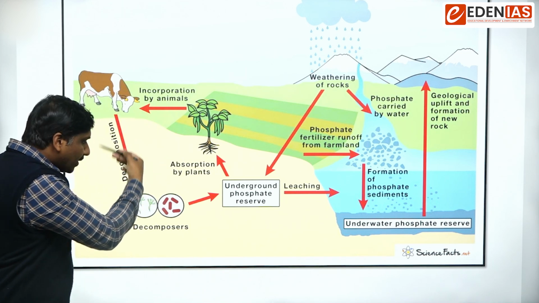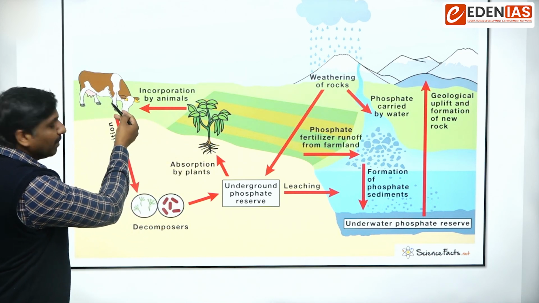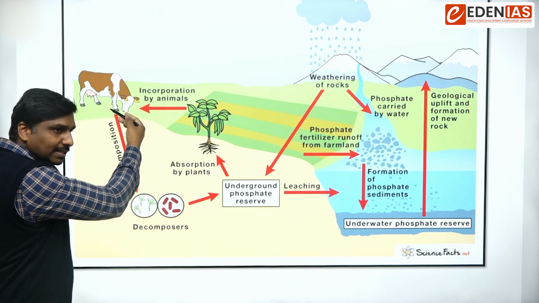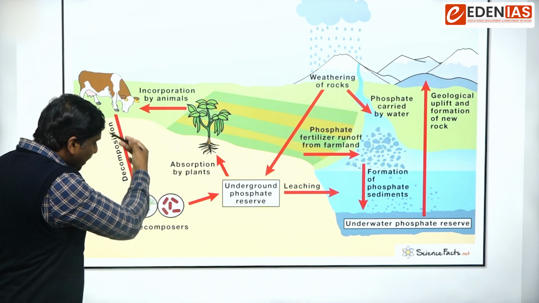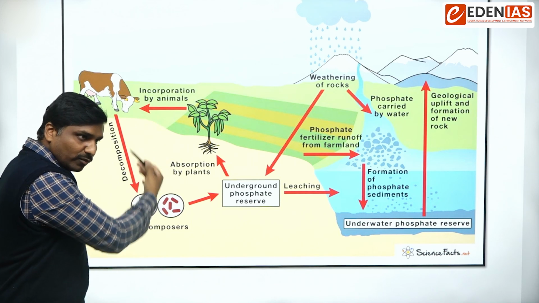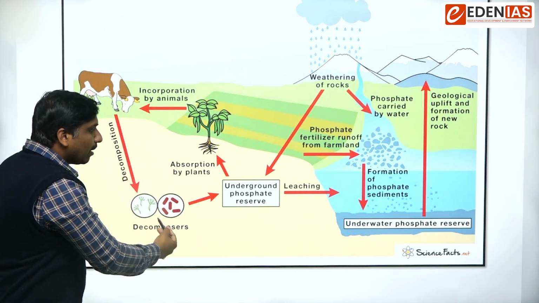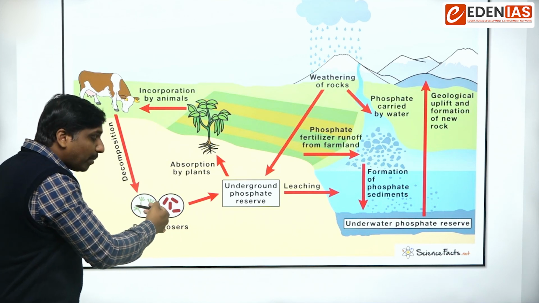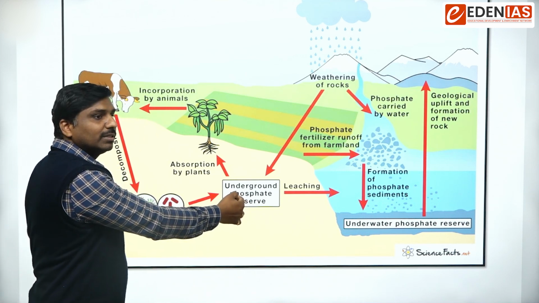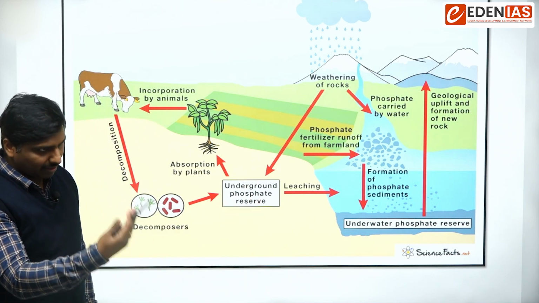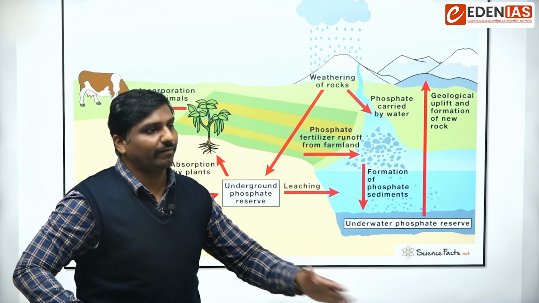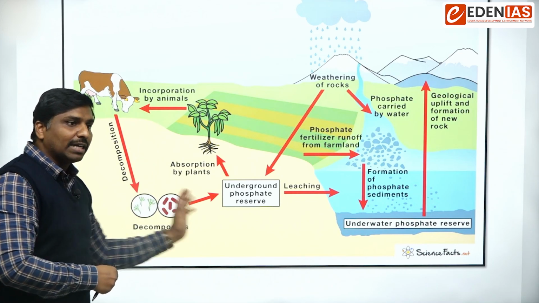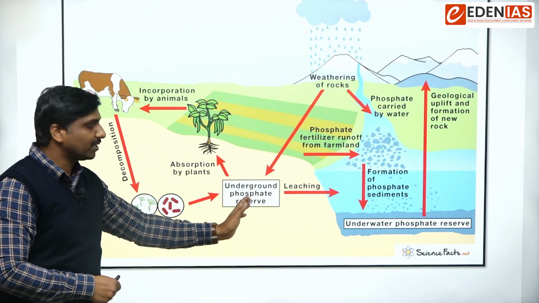Then after some time, these plants and animals may die. So what will happen? This death of plants and animals leads to their decomposition. After decomposition, phosphates would be released back into the soil, back to the environment. So this is one way the phosphorus cycle works.